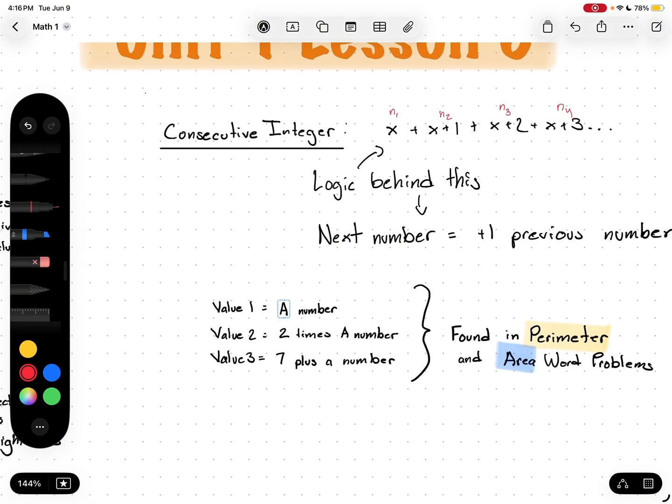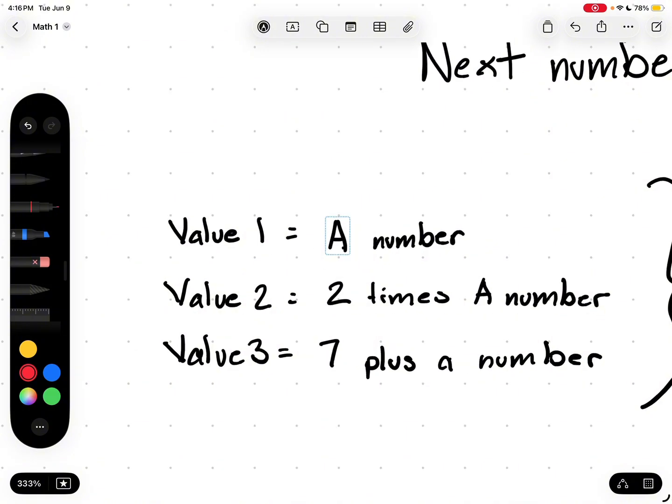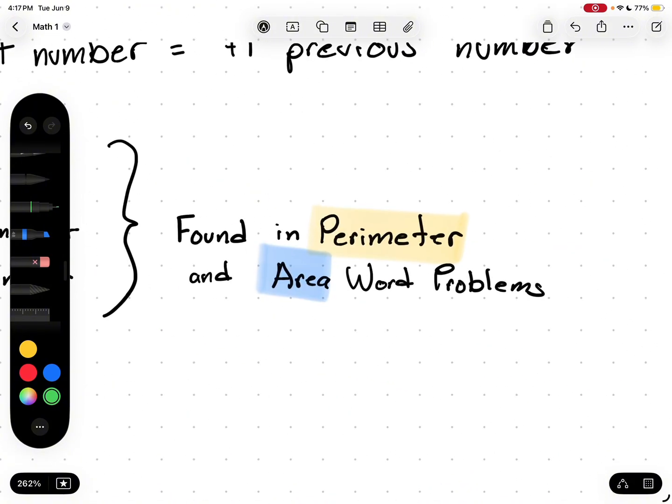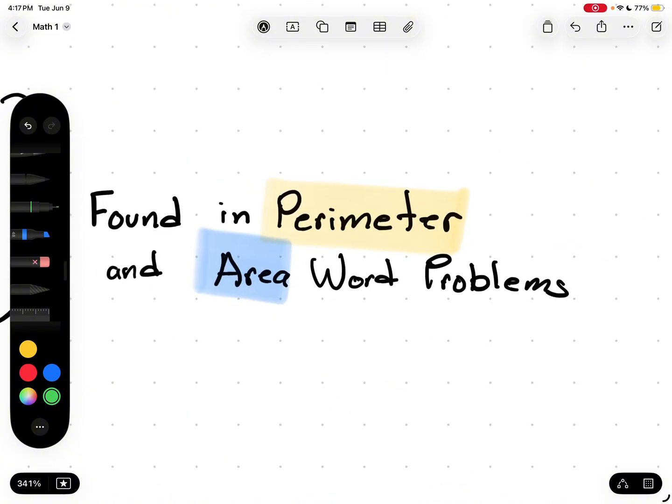So using that same logic, what happens if we're given something like this? Our first value is going to be just any number, and then our second value is going to be 2 times or double the first value, and then our third value is going to be plus 7 of a value. So using that, you can also make a pattern. Essentially, it's not going to be a repetitive pattern, but it's going to use the same process where you're changing an original number so that it fits the criteria. And that's what we are finding in perimeter and area word problems, in volume word problems, in surface area word problems, all sorts of these styles.